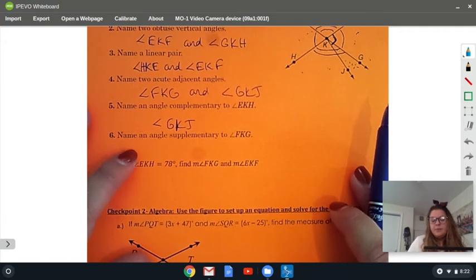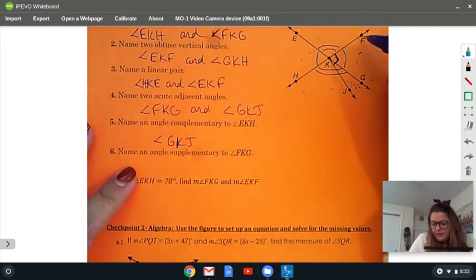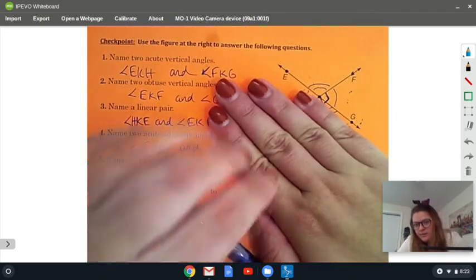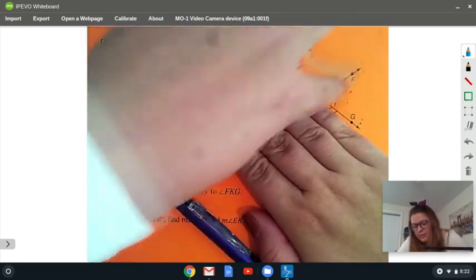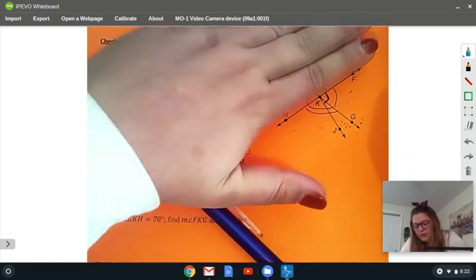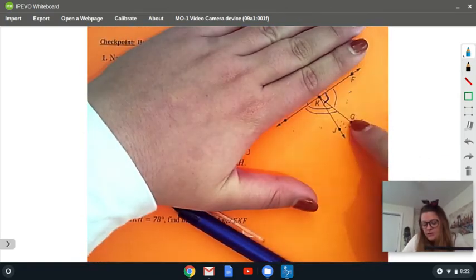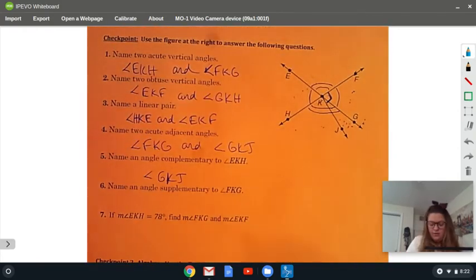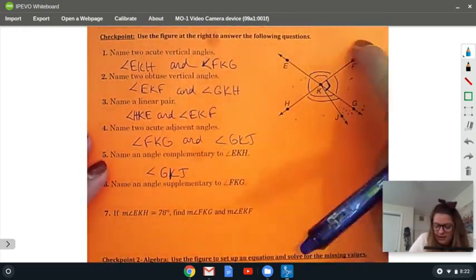Name an angle supplementary to FKG. You could look at it this way, at this straight line, FKG, so this one could add to be supplementary. You could also look at it this way, FKG, and say GKH adds to be supplementary. Whatever one you want, I'm going to go with EKF.